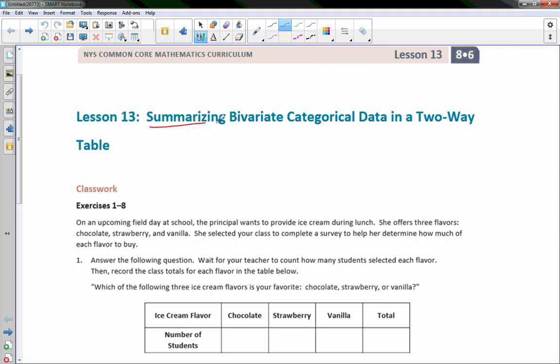Okay, we all know what a summary is. Hopefully we all know what bivariate means. Two variables, x comma y, dependent, independent. Categorical data, not numerical data.